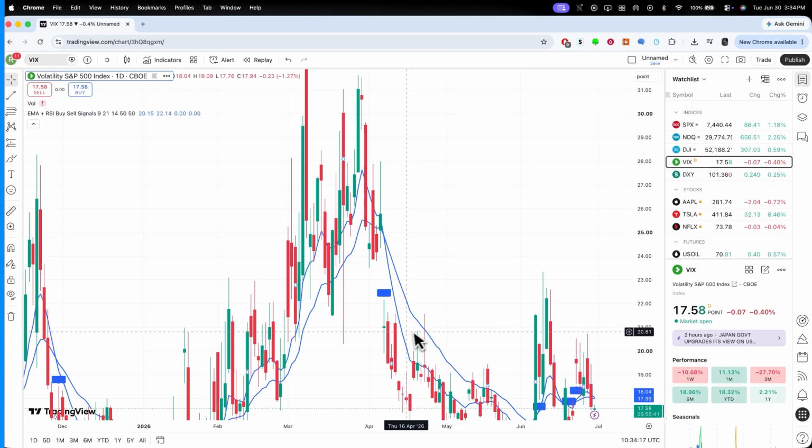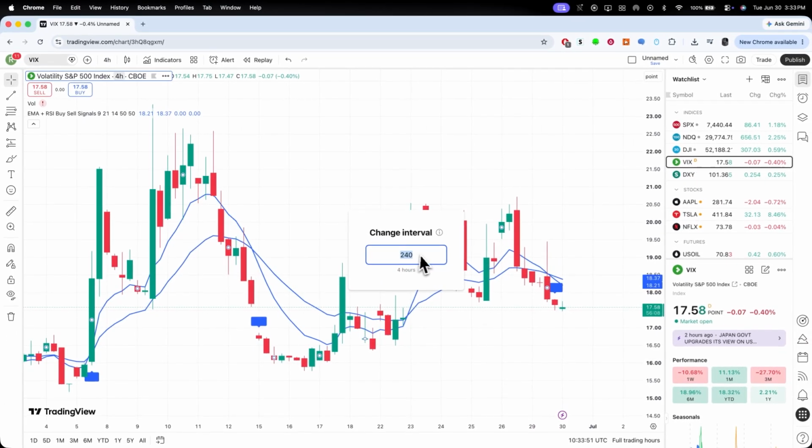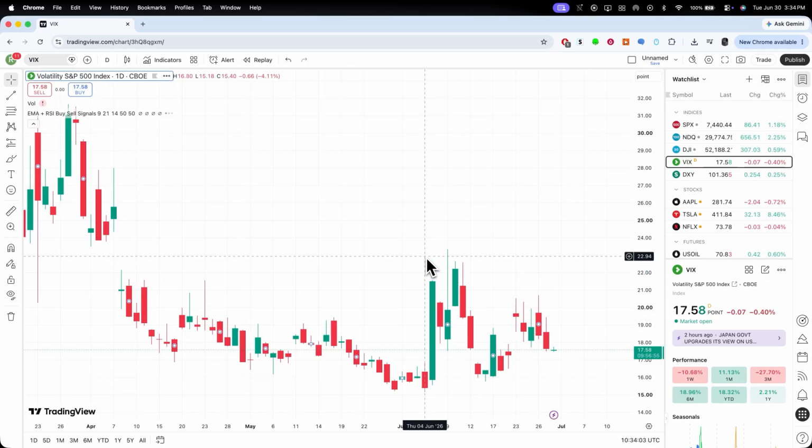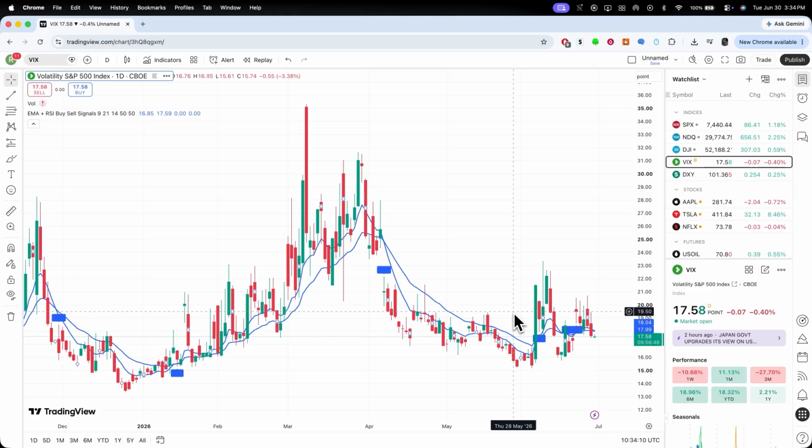All right, let's begin. First, check the time interval at the top of your TradingView chart. If you're using a higher time frame, such as daily, weekly, or monthly, the chart won't update very often. Switch to a lower time frame, which is in minutes, hours, or even seconds if your market supports it, to see more frequent price updates.